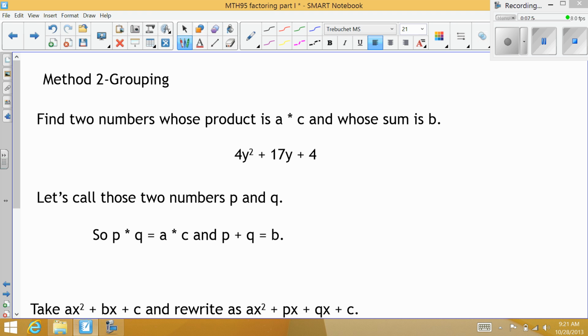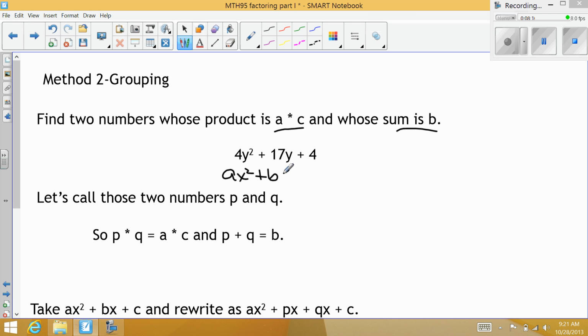So the second method is called the Groupie Method, and it's also been called the AC method. The idea here is to find 2 numbers whose product is equal to A times C and whose sum is B. So let's look at this with an example. This is AX squared plus BX plus C. So my A would be 4, my B would be 17, and my C would be 4.